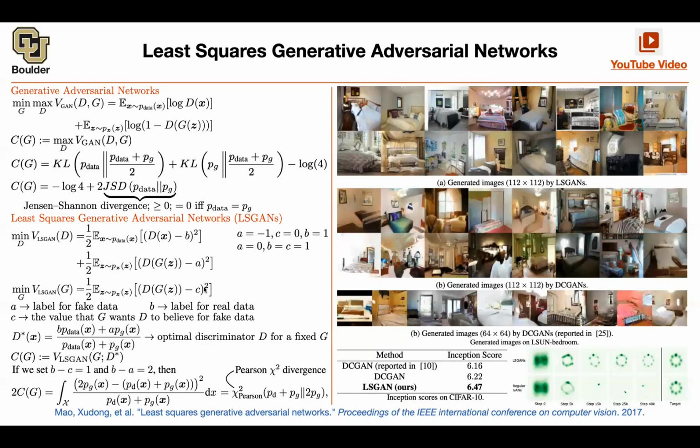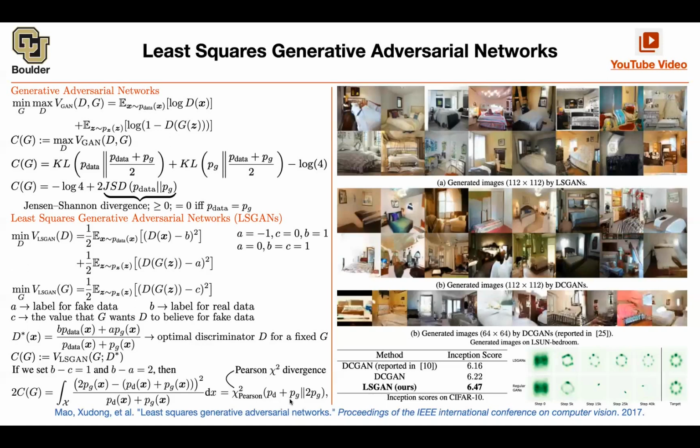There is a theorem in the paper that if you set A to be -1, C to be 0, B to be 1, or even more general than that, if you set B and C such that B minus C is 1 and B minus A is 2, then out of this framework, using the same math that gave us Jensen-Shannon divergence for the original GANs, you're going to end up with another divergence. And that's Pearson chi-squared distance or divergence.